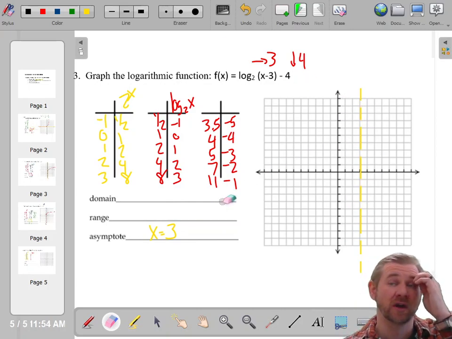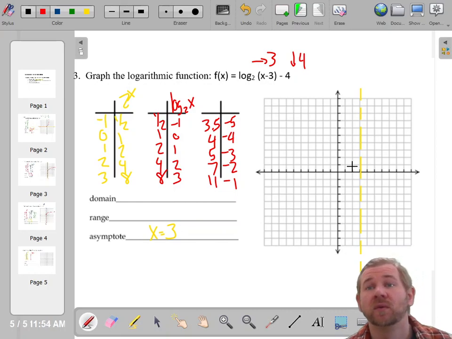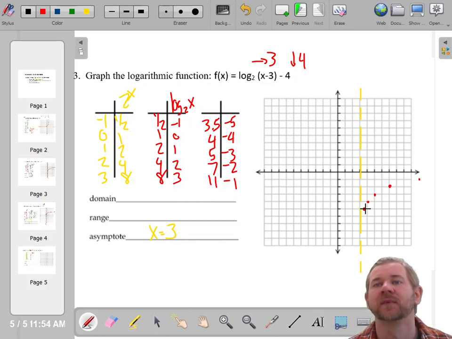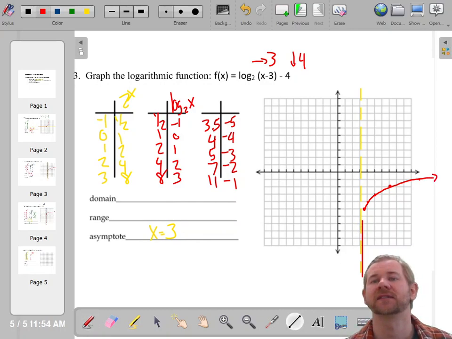Okay. Now we'll go plot the points. 3.5 is at negative 5 right here. 4 is at negative 4. 5 is at negative 3. 7 is at negative 2. And I'll try and fit 11 on there, is at negative 1 like that. So it looks like this. And again, it follows the asymptote. So if you draw the asymptote first, it keeps you out of trouble.